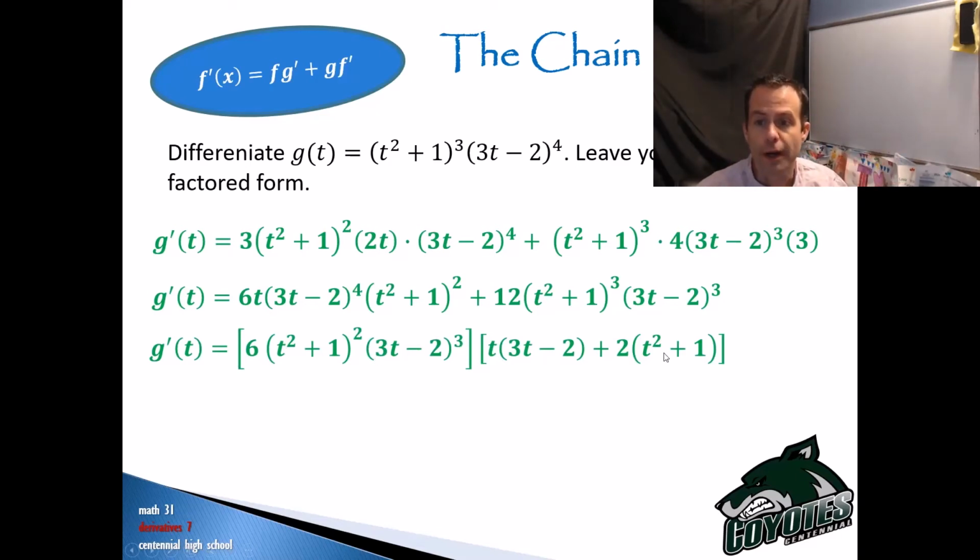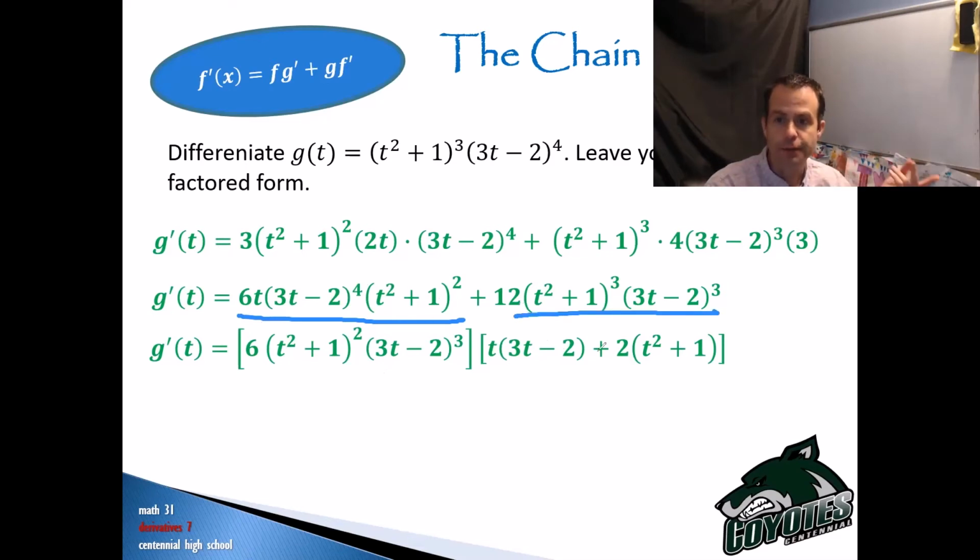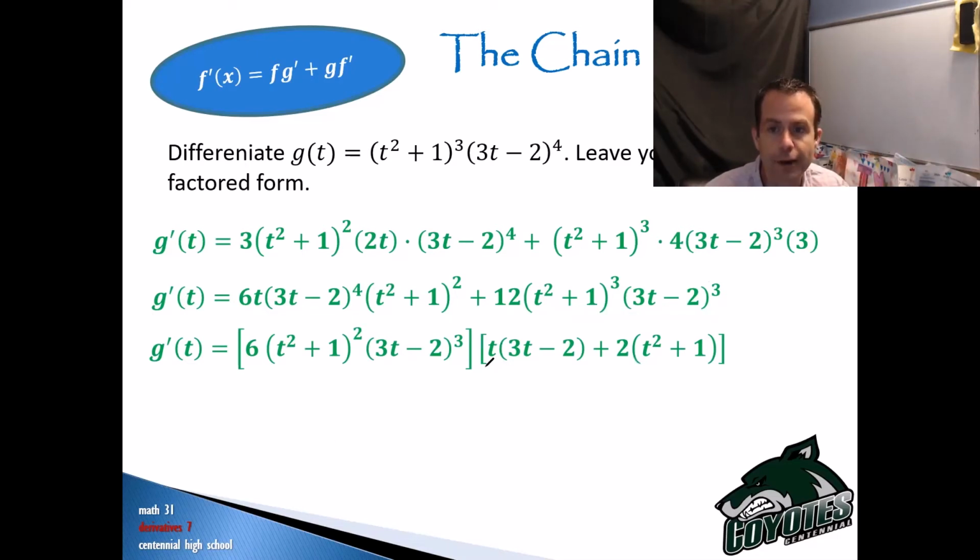Now, what am I left with when I factor all of that out? Well, when I look at this first guy, when I factor out the 6, I'm left with a t. I'm left with a (3t minus 2). And then I don't have the (t squared plus 1) because the whole thing came out. Okay, when I look at the second guy, 12 divided by 6 leaves me with that 2. I have 1 (t squared plus 1) left, and I don't have the (3t minus 2) cubed because I factored it out. Okay, so now I just want to work inside here and just clean this up, okay?